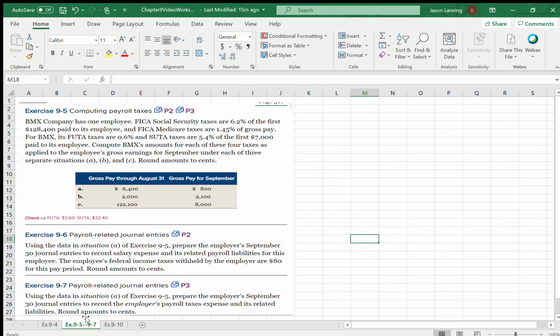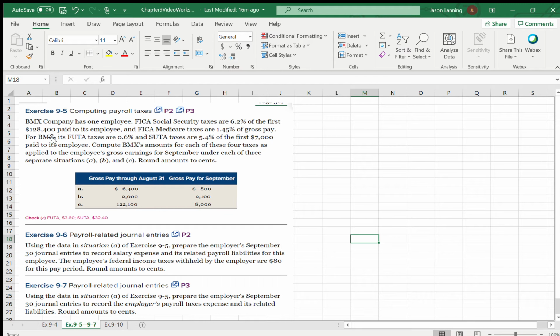Now the next example we're looking at, we're going to be dealing with payroll here. With payroll, there's a couple different things we need to think of, but most of it is given to us. So BMX company has one employee. FICA, which is Federal Insurance Contribution Act, Social Security taxes are 6.2% of the first $128,400 paid to employees, and FICA Medicare taxes are 1.45% of gross pay. Meaning, once you hit that $128,400, you no longer pay the 6.2% into Social Security in a year.